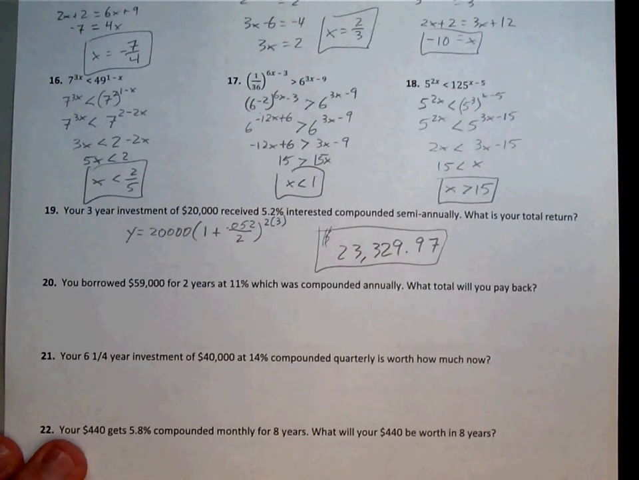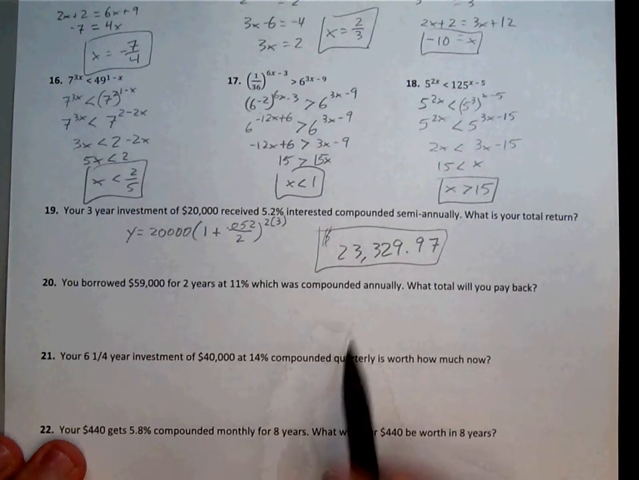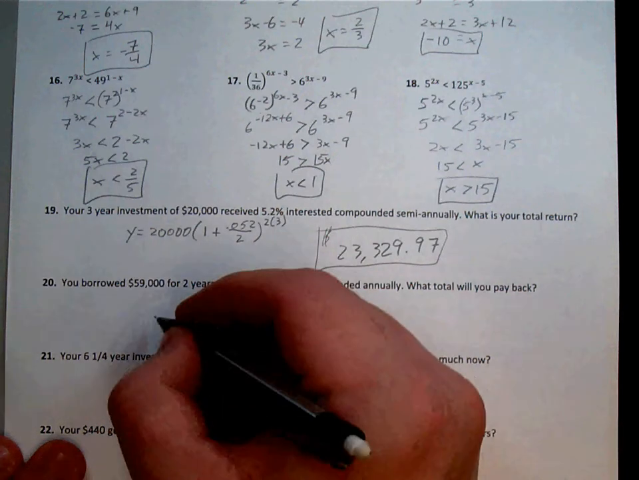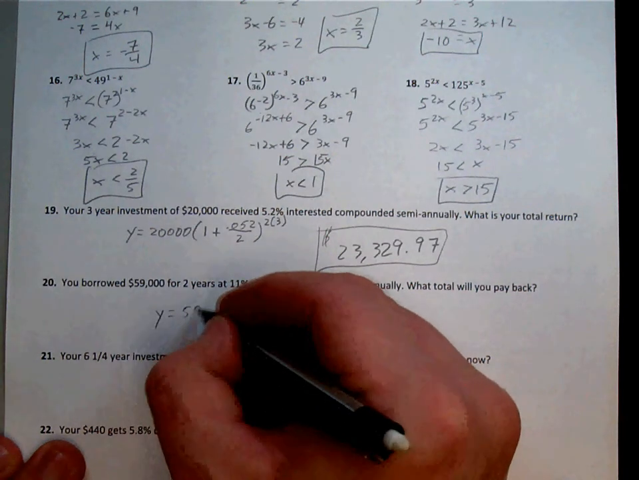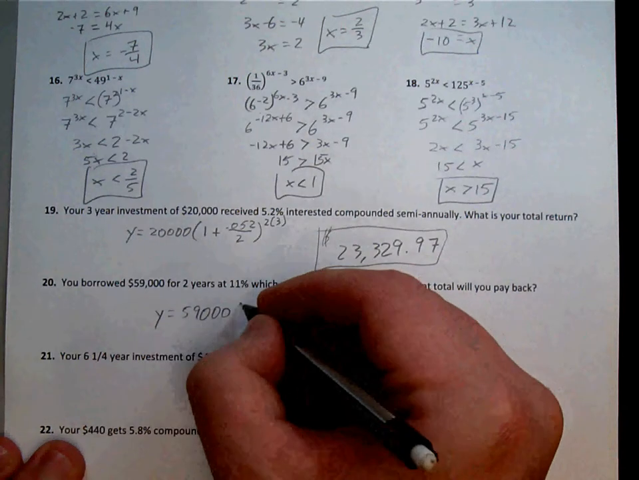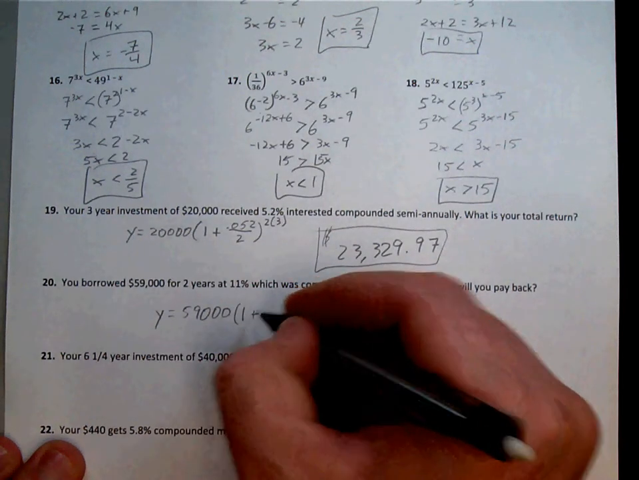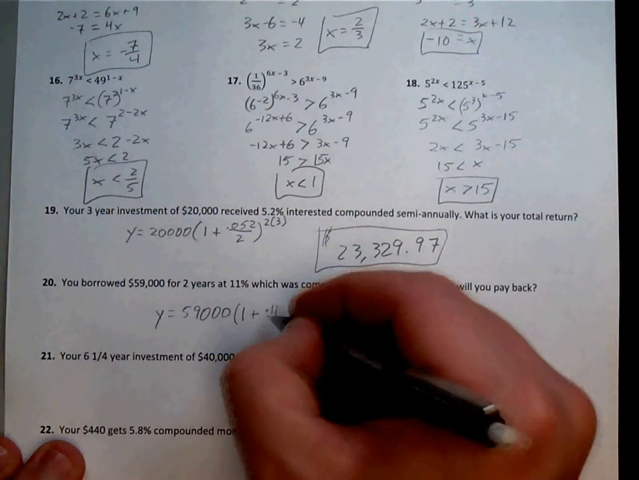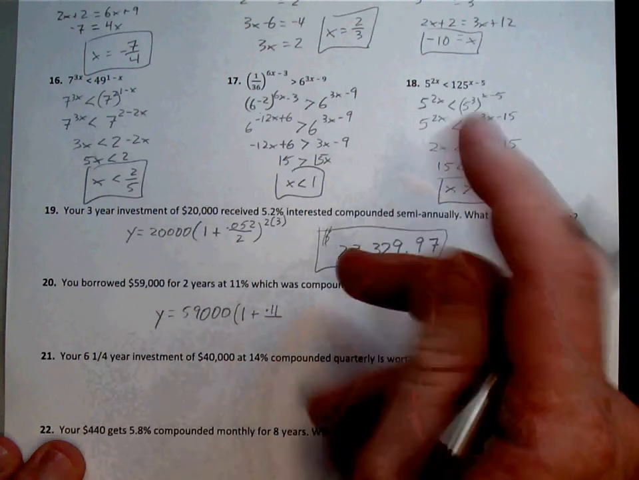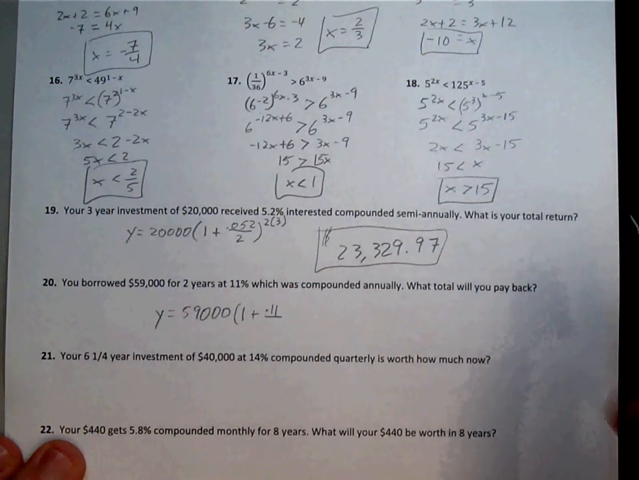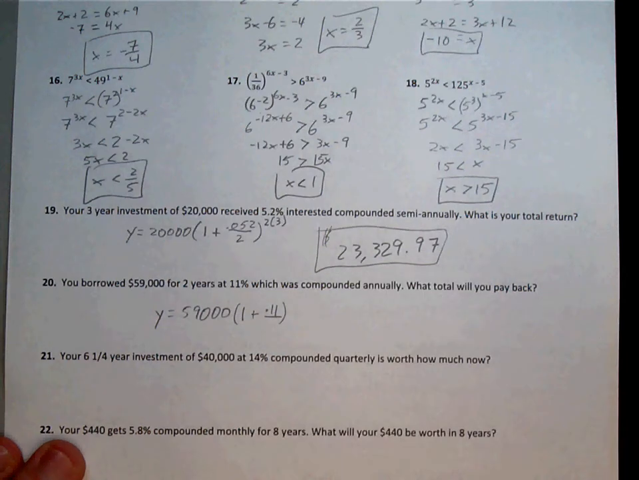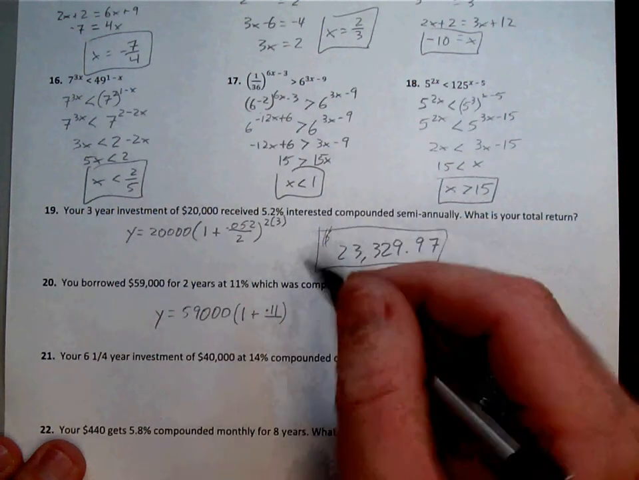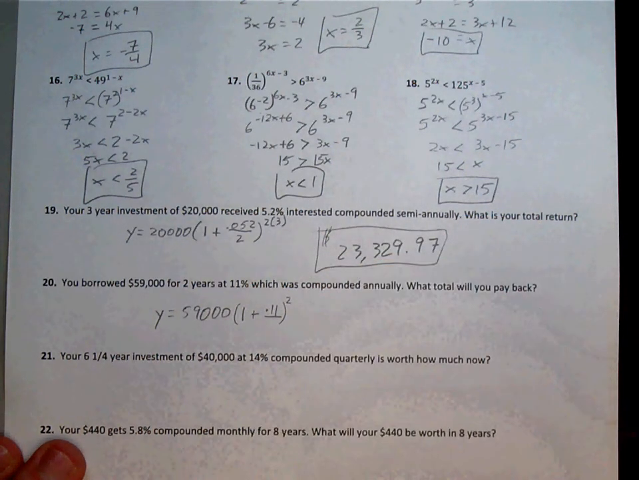We borrowed money at 11% compound annually. What will we pay back? Okay, so our initial amount is $59,000. 1 plus 0.11 compound annually. Well, that's only once, so I don't need to worry about that. For 2 years.